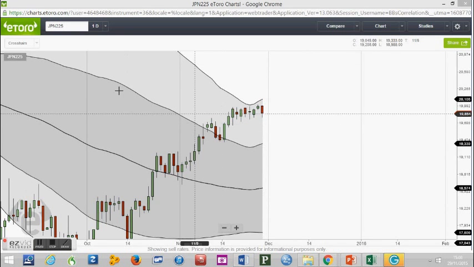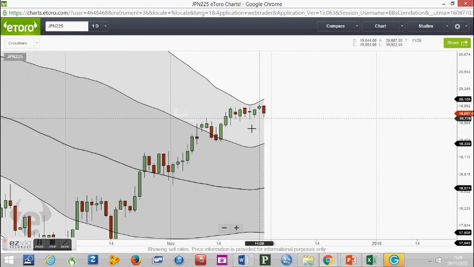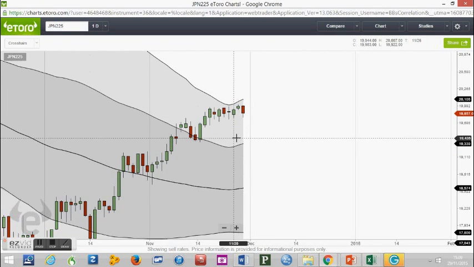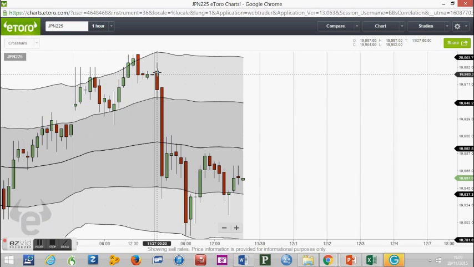So this Japanese 225 is newly introduced. And what did we have? We had both inflation and unemployment data. So we're going to flick this down to the hourly to start with. And this is the time of the release here. As you can see, big moves. This is because inflation came out at 0.3% compared to an expected 0%, and unemployment fell to 3.1% compared to an expected 3.4%.